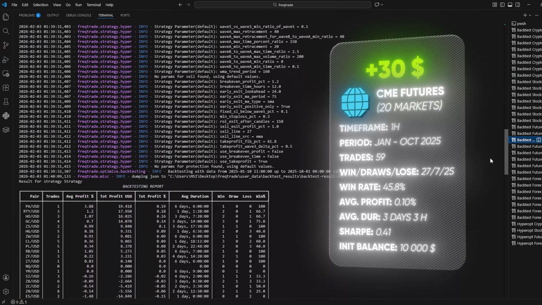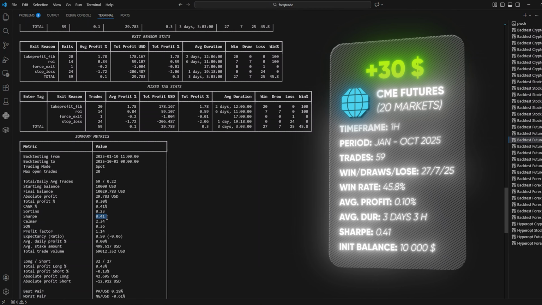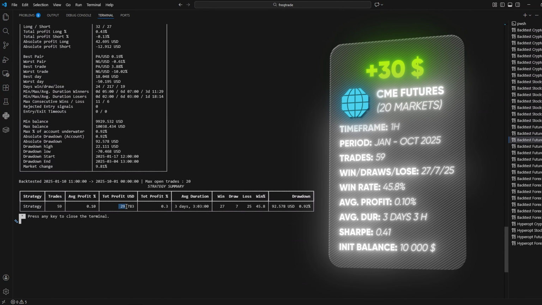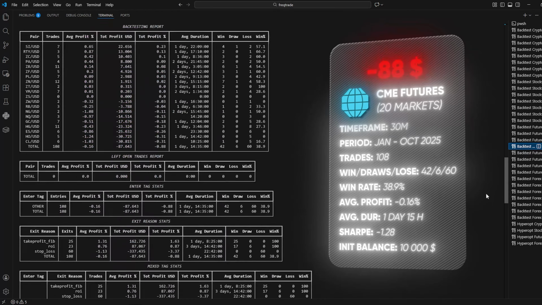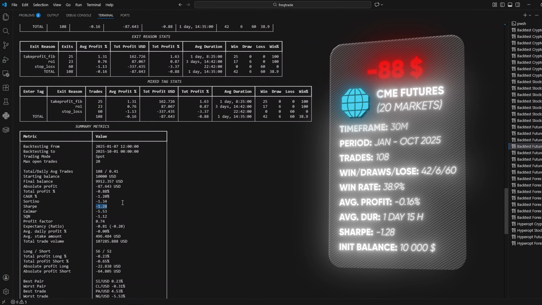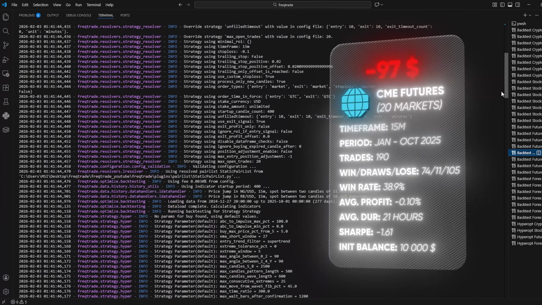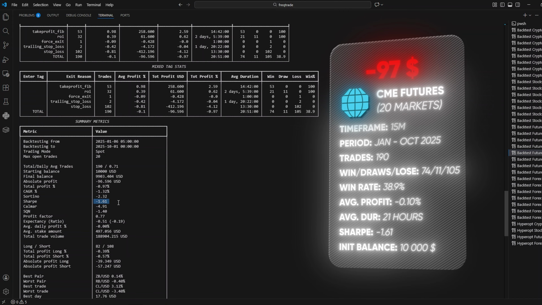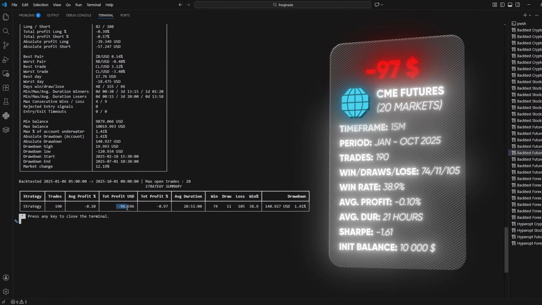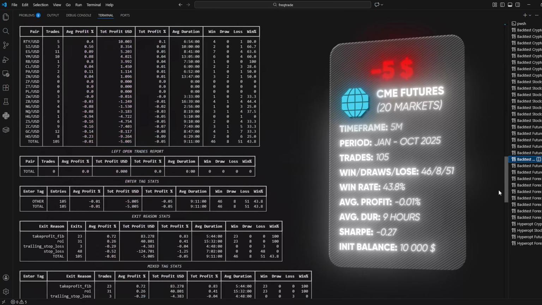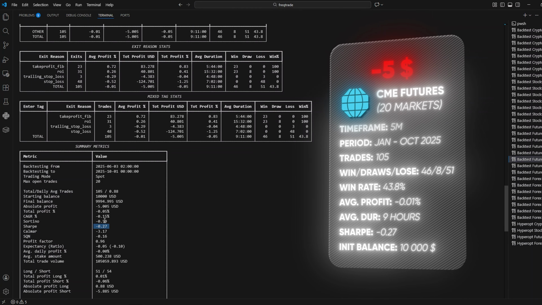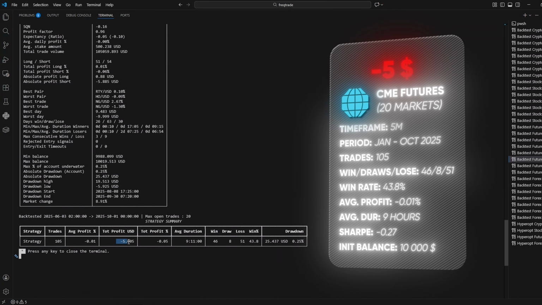1 hour time frame. This time Sharpe is positive 0.41 and we've made $29. 30 minutes. Negative Sharpe, minus 1.28 and we lost $87. Next 15 minutes time frame. Negative Sharpe, minus 1.61 and we lost $96. 5 minutes. Sharpe is minus 0.27 and we lost just $5.